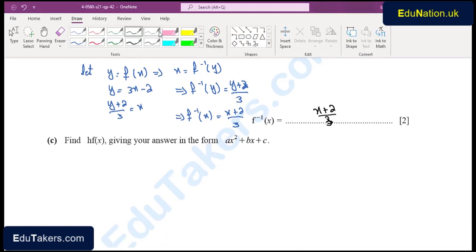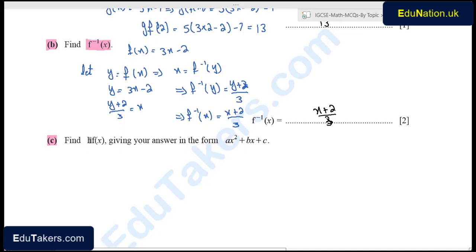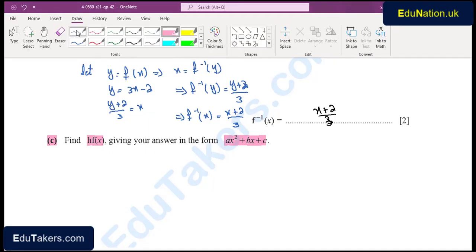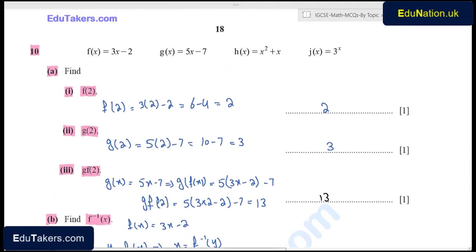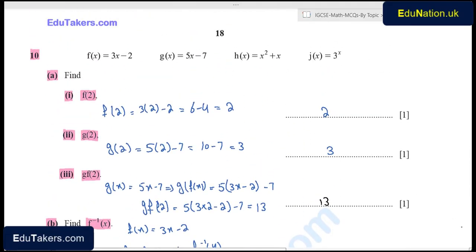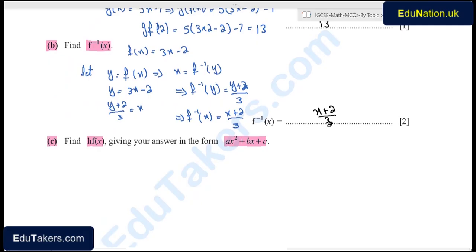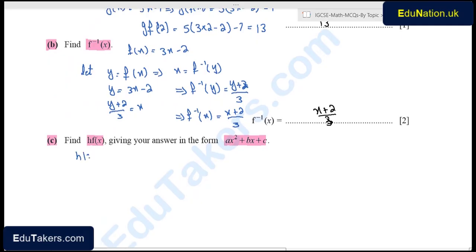Next is part C. Find h of f of x, giving your answer in the form ax square plus bx plus c. Now h of x is x square plus x, and f of x is 3x minus 2.